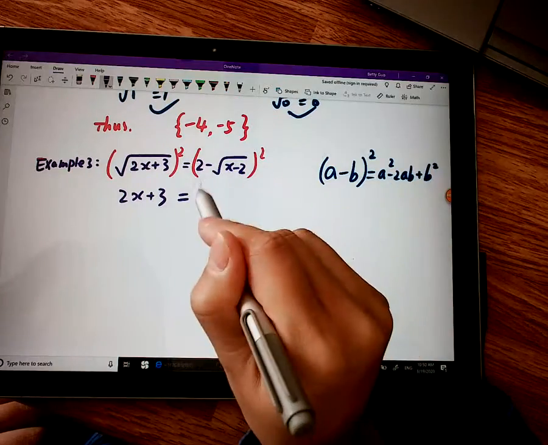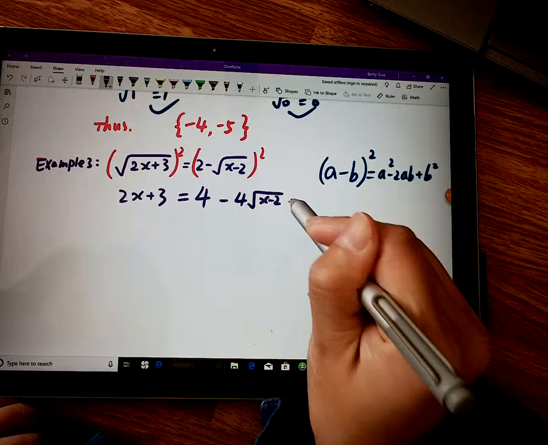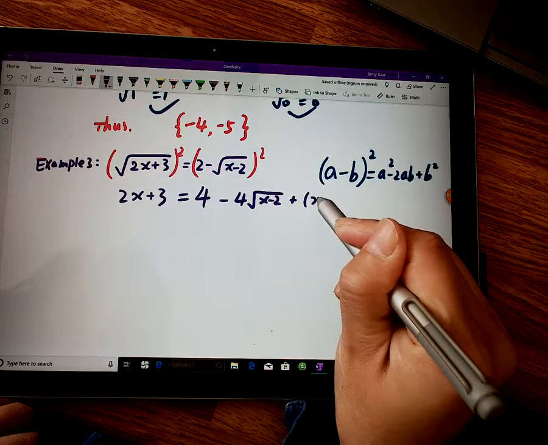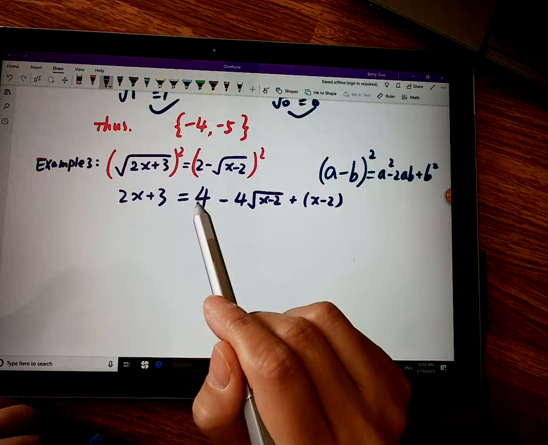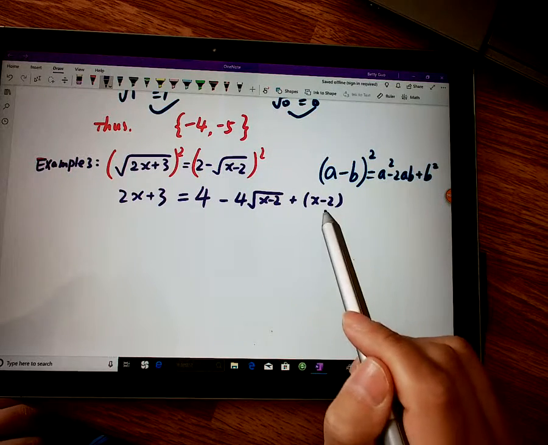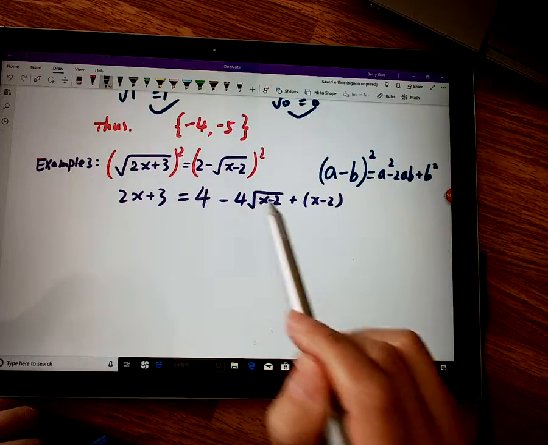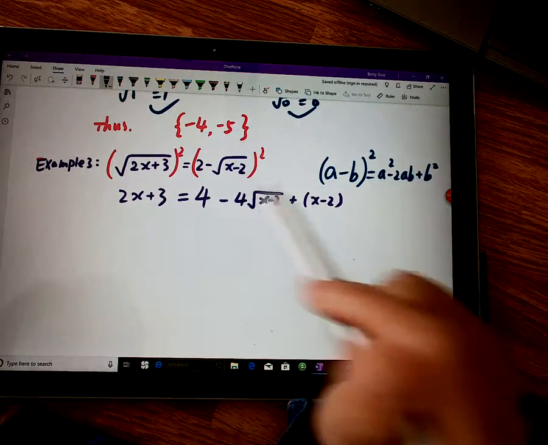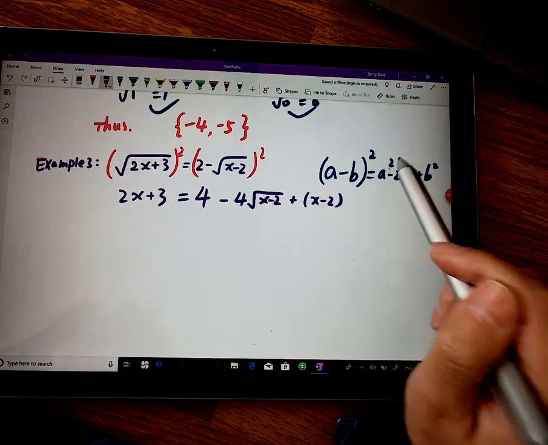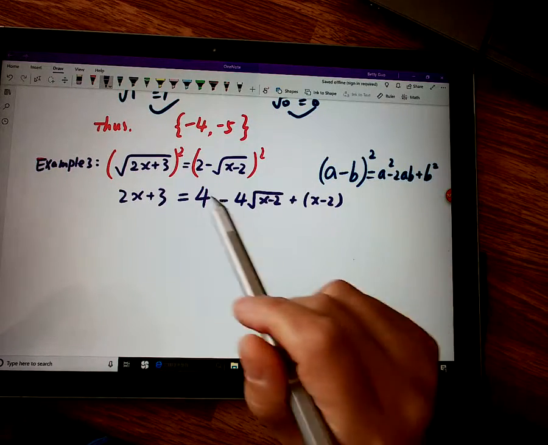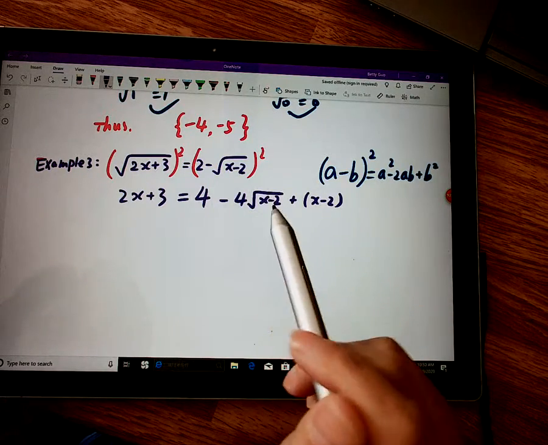I would have 2 times 2 is 4, minus 4 square root of x minus 2, plus x minus 2. Let me double check. The square of 2 is 4. The square of the radical is x minus 2. Subtract twice the product of them. Okay, everything looks fine. For the detail, you can FOIL. Just apply FOIL to see if you have the same result. Okay, that's the result on the right-hand side.